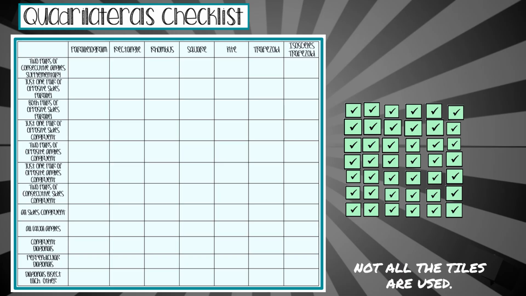Our quadrilateral checklist. Let's see our shapes: parallelogram, rectangle, rhombus, square, kite, trapezoid, and isosceles trapezoid. Properties. First, 2 pairs of consecutive angles supplementary. Everything from day one's fair game, supplementary. Add to 180 degrees, 2 angles that do that.